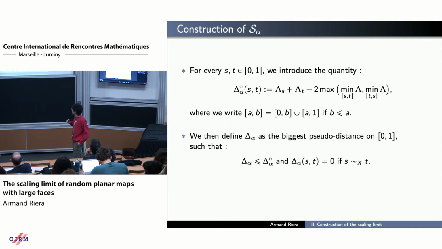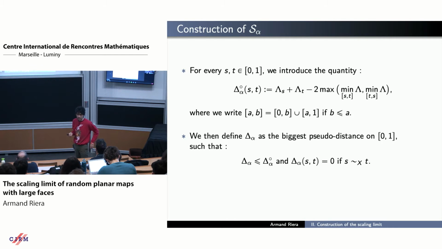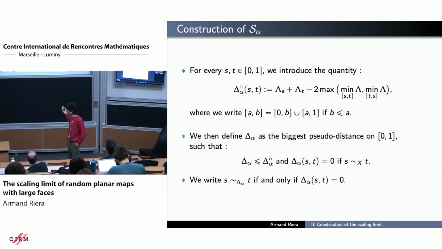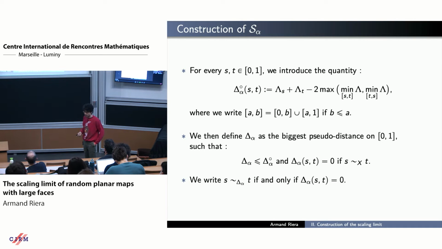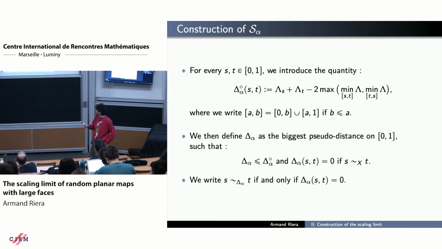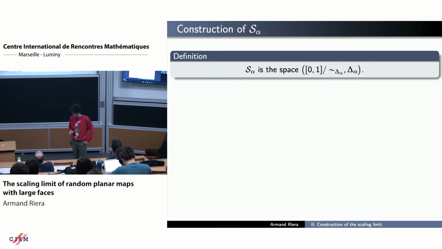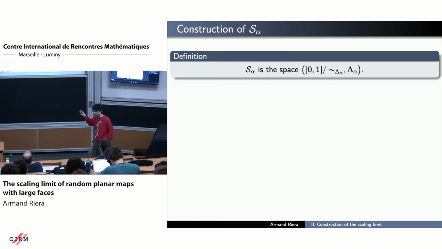And then we define delta alpha as the biggest pseudo distance that is smaller than delta 0, and such that if two points are the same for the loop tree, then they are the same for delta alpha. And we will write that S and T are equivalent for delta alpha if delta alpha of S, T is equal to 0. So the exact definition is not important. It's just that we can recover it from our label continuous loop tree. And now I can define our limiting space. S alpha is just the segment 0, 1 on this equivalence class with this distance.